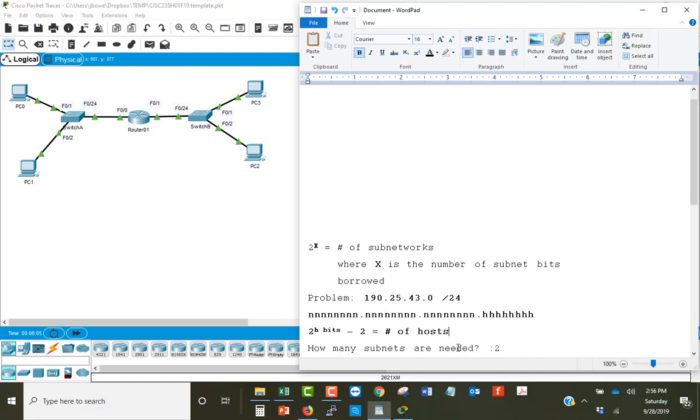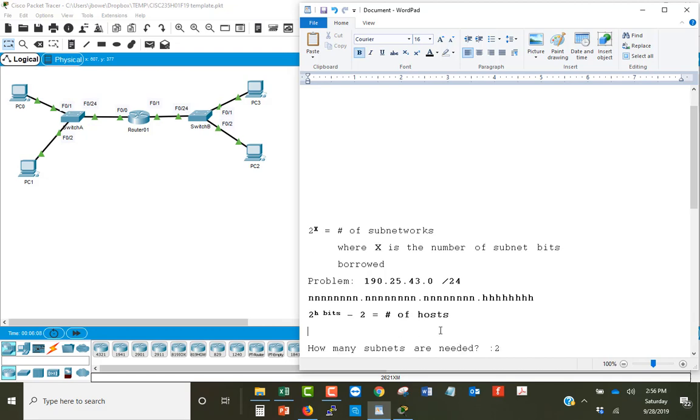Maybe I should kind of write that out. So 2 to the 8 minus 2 equals 254. And let me get over here and fix this. Okay, there we go. So 2 to the 8 minus 2 gives us 254 hosts. So that's how many host addresses we have to use to split up amongst this entire network, of which there are 2 subnetworks. So my next question, and I've already answered it, how many subnets are there in this network?